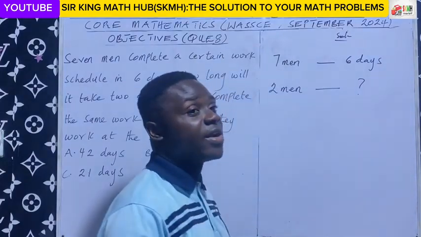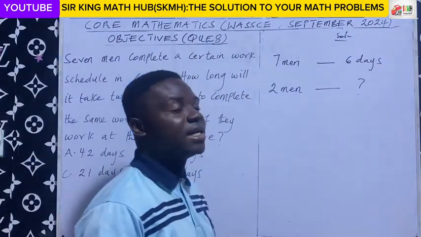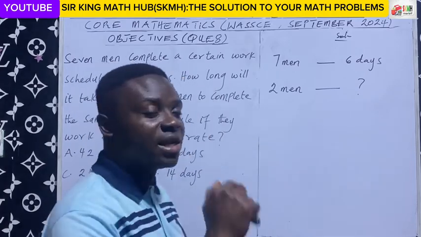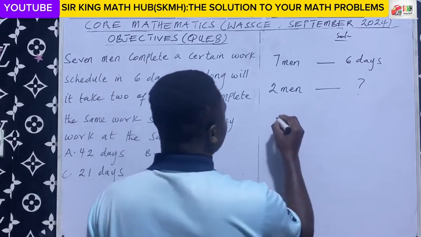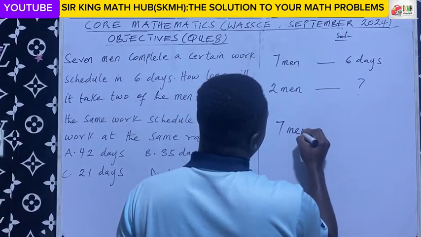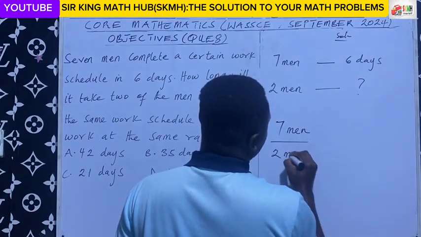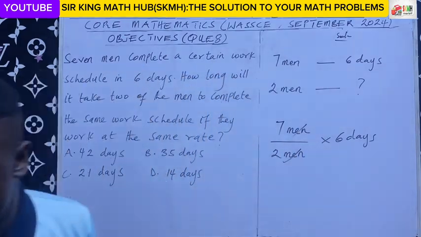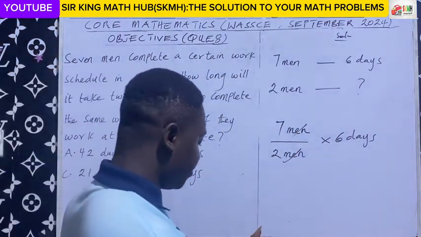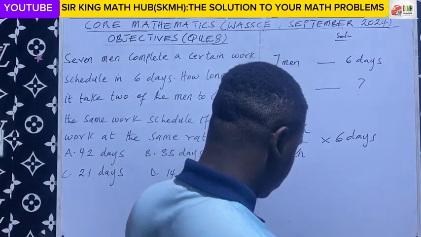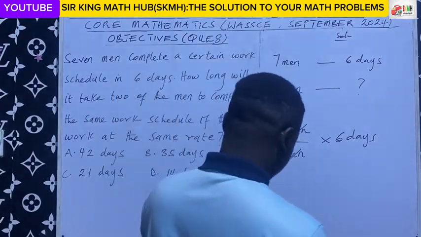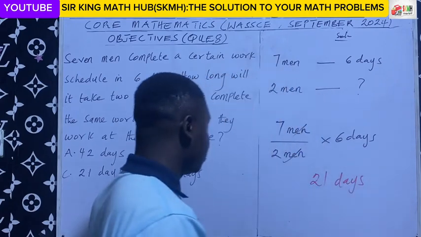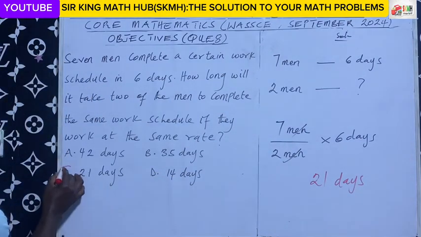Because it's an indirect proportion, if less, then less will have to divide. Take note. Because it's an indirect proportion, if less, then less will divide. So we have 7 men divided by 2 men times 6 days. So the men will cancel out. So let's simplify this. 7 on 2 times 6. So it will take them 21 days. 21 days. So the right answer is option C.